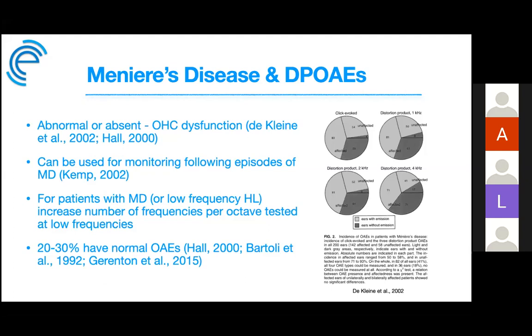Again, there are also studies done by Hall and Bartoli in 1992 and so forth that show, even with patients with Meniere's, 20 to 30% of the population has normal OAEs. So there are divergent results for this, and this makes sense with the different pathophysiologies that we have for Meniere's.